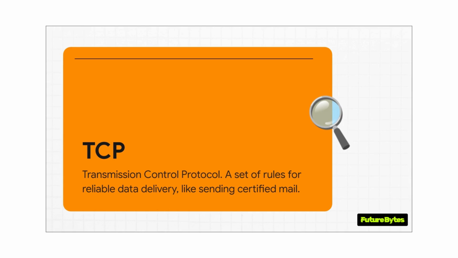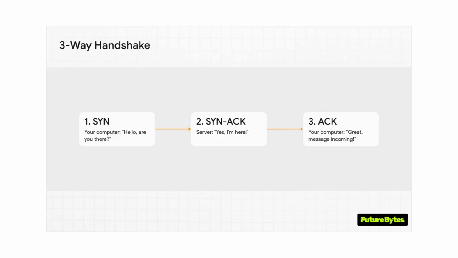It makes absolutely sure that every single piece of your message arrives safely, in the right order, and it won't rest until it gets a confirmation receipt. This protocol is pretty much the reason the internet works reliably at all. So to set up this reliable connection, TCP does this thing called a three-way handshake.